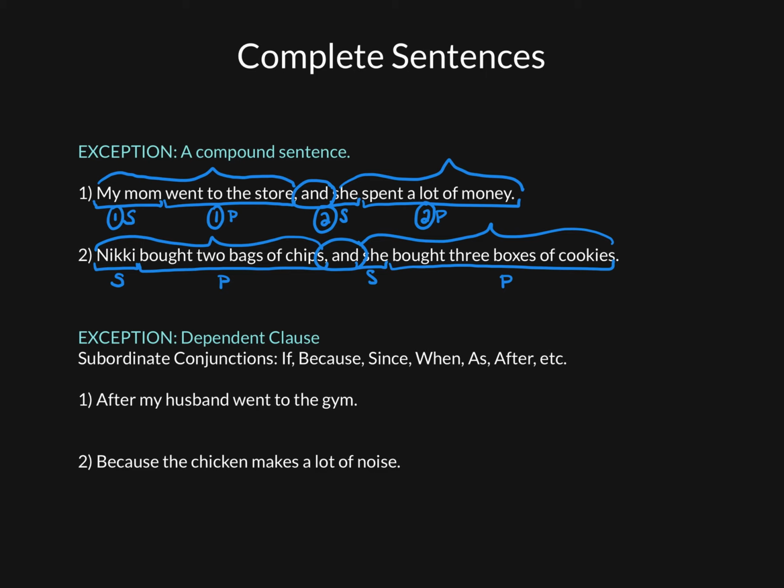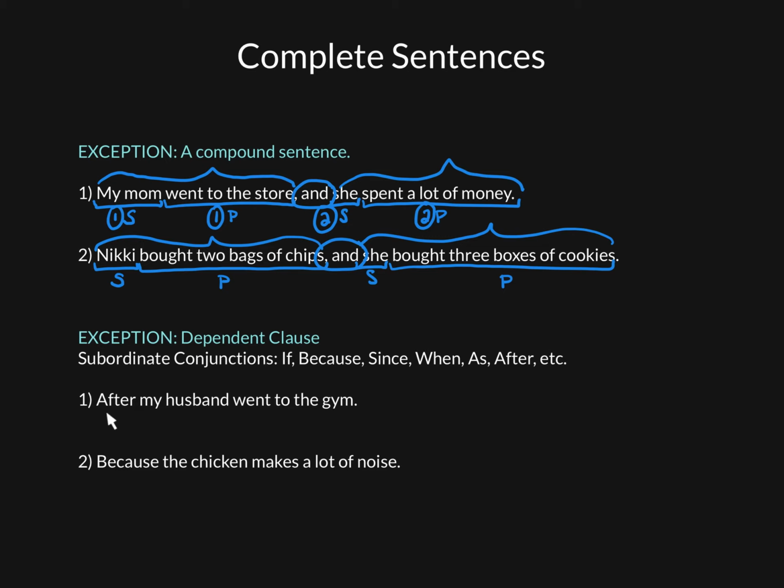It needs to have an independent clause or a complete sentence attached to it to make it then a full sentence. And a great indication that we have one of these is if we have this word if, because, since, when, as, after, as well as some other words such as that. And these are called subordinate conjunctions.